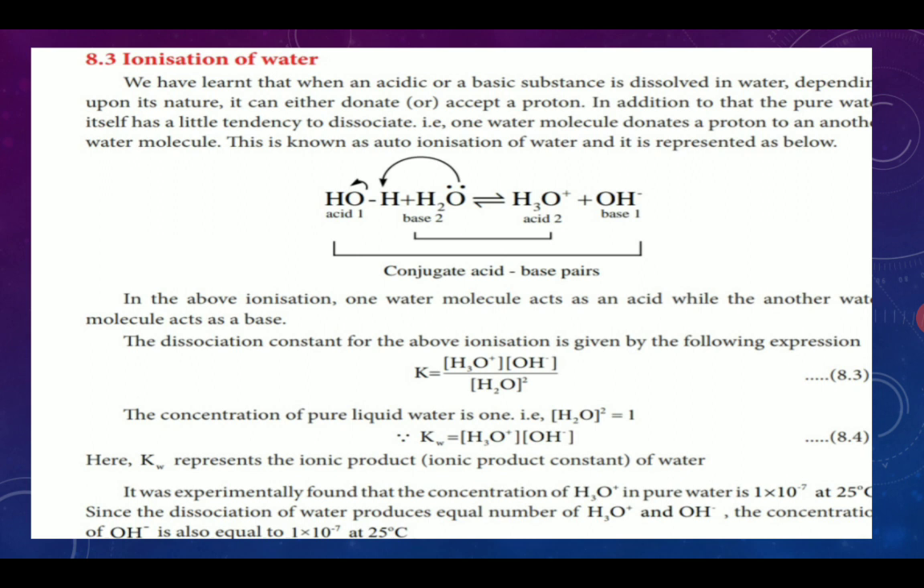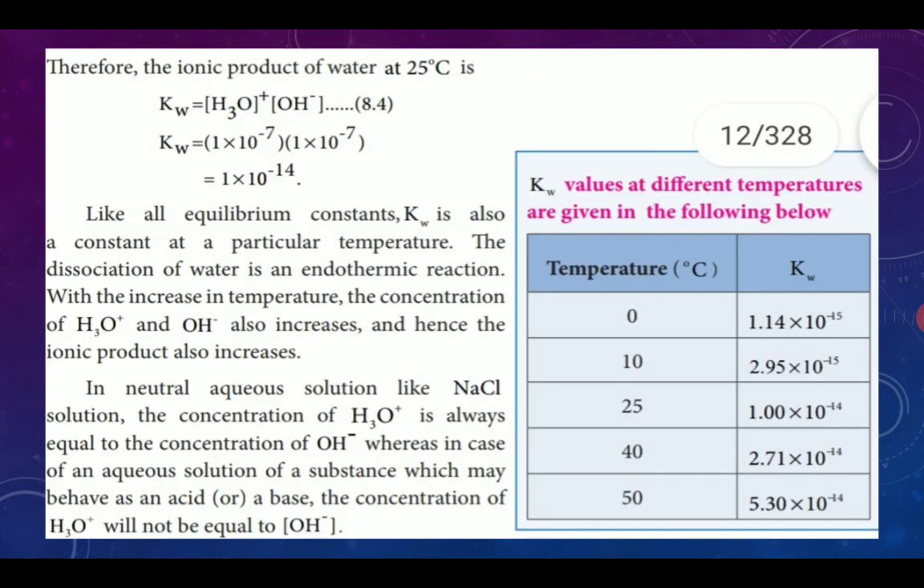The ionic product of water is represented by Kw, which is nothing but the concentration of hydronium ion into the concentration of the hydroxyl ion. It was experimentally found that the concentration of H3O plus in pure water is 1 into 10 power minus 7. Similarly, the concentration of OH minus is also equal to 1 into 10 power minus 7 when the temperature is 25 degrees Celsius. So, this is known as the ionic product of water.